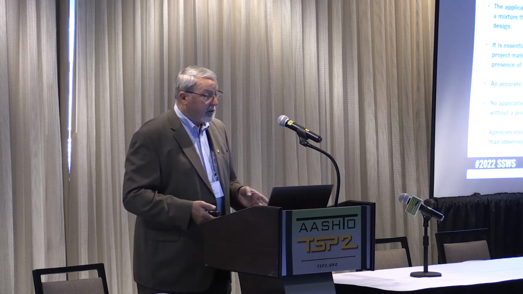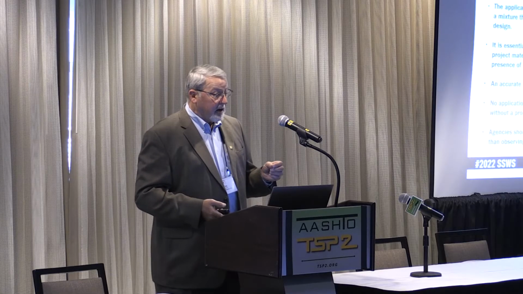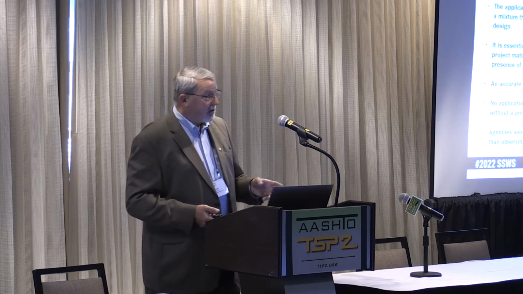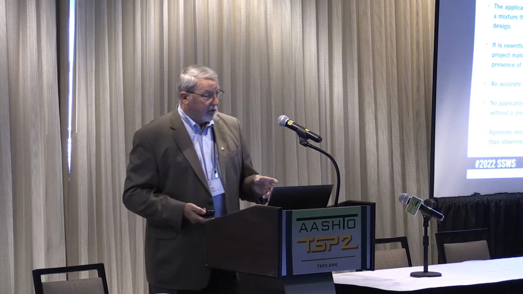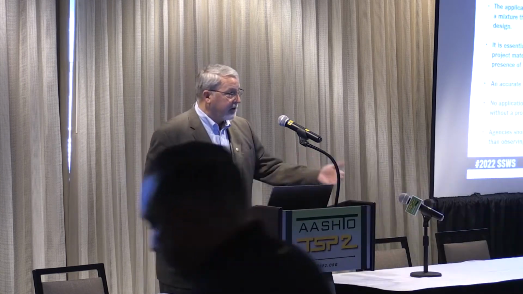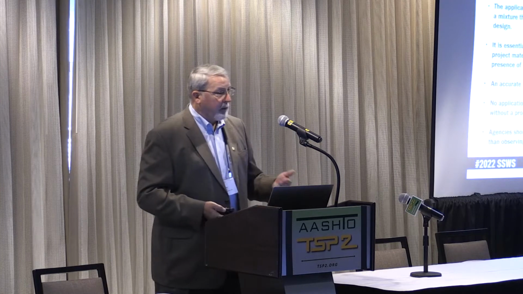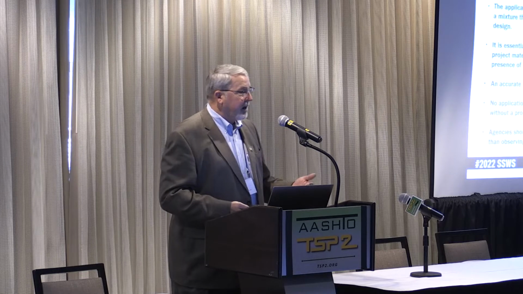So the application equipment has to be calibrated and set up to produce a mixture that's consistent with the JMF in the approved design. It's essential that calibration be completed using the actual project materials immediately prior to job startup. This is a change that you'll find within our design and inspection manual. We used to recommend that if a calibration was done within a 6-month period of time, it could be transferred from job to job. Now we recommend that calibrations be done prior to each job. And there are some benefits for that.